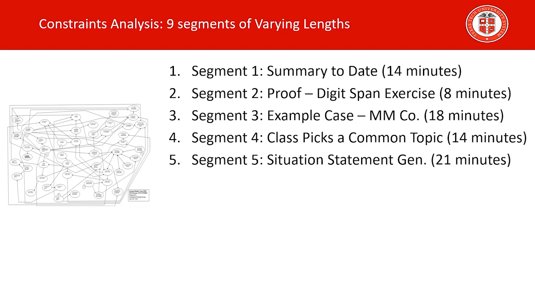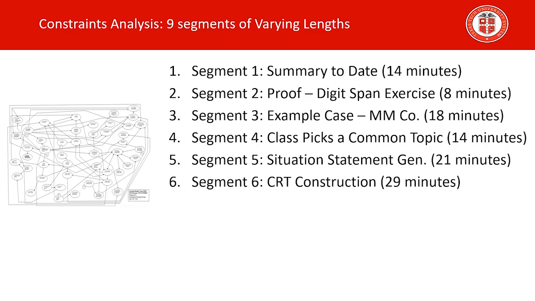Okay, so then this is segment 5, the situation statement generation. It's the first key skill element. It really covers the know more part. Segment 6, current reality tree construction, is the second key skill element. It covers the idea of processing it.